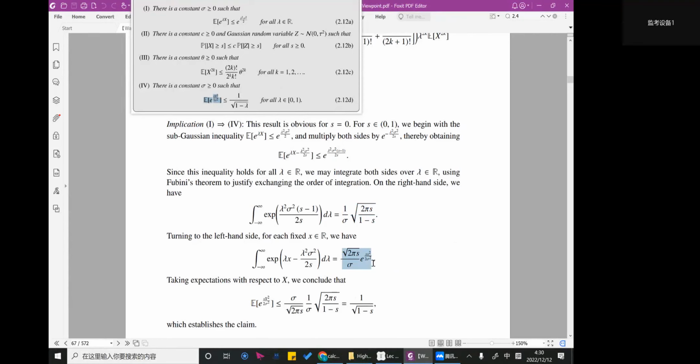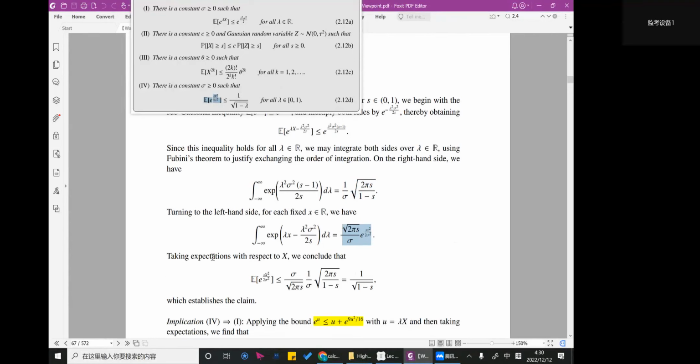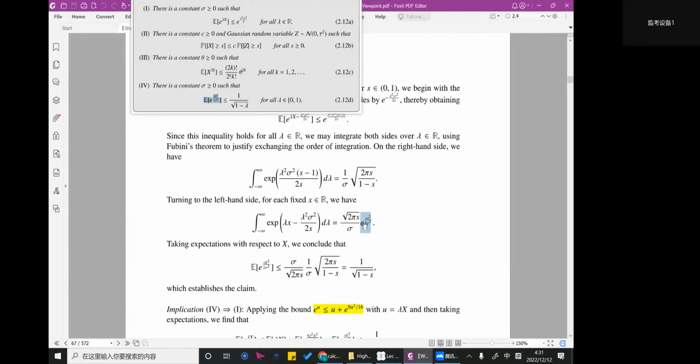So take expectation with this. So here it has this. So that's also the reason why we have to multiply both sides by this term, because here we can get this result. So this multiplication is driven by this, so that we can get the final result here.